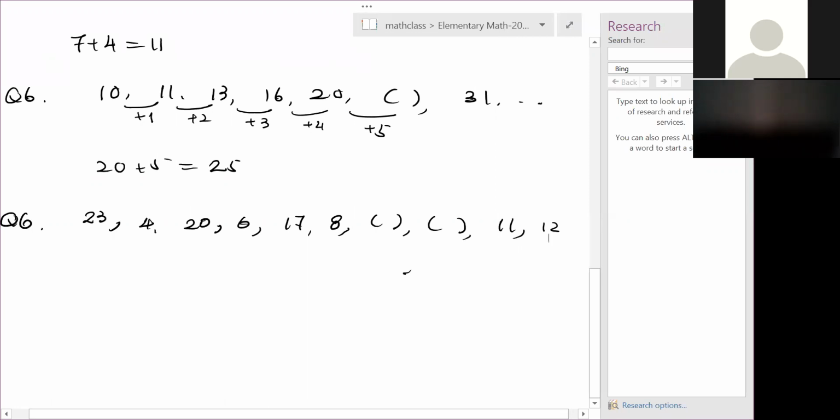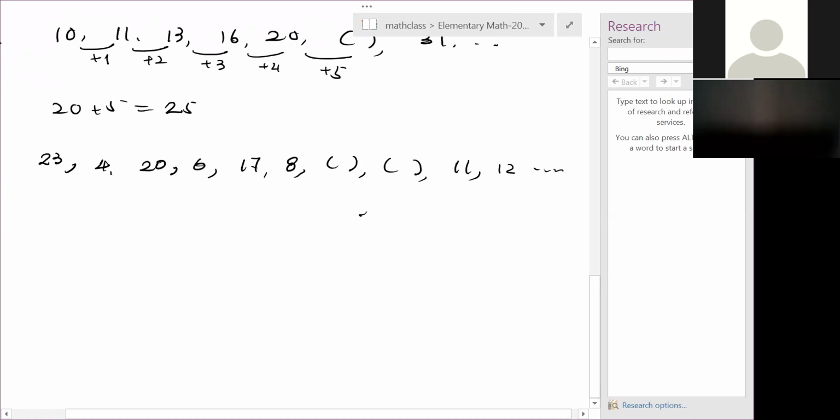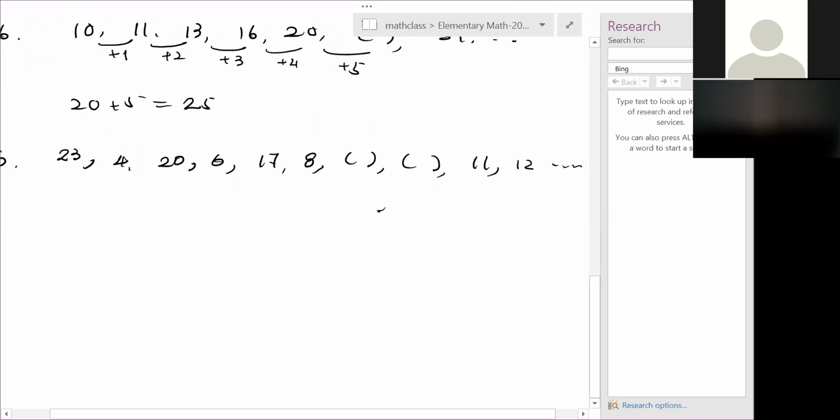What do you think? So you see this sequence of numbers. I want you to think about it first. It's different from previous sequences we have studied. Please hold on.